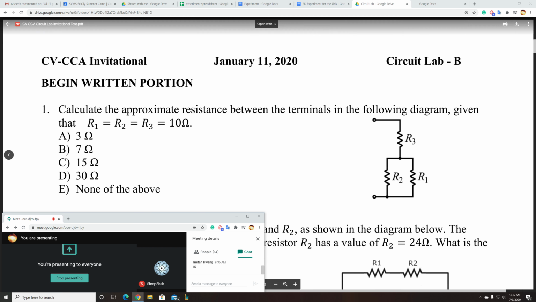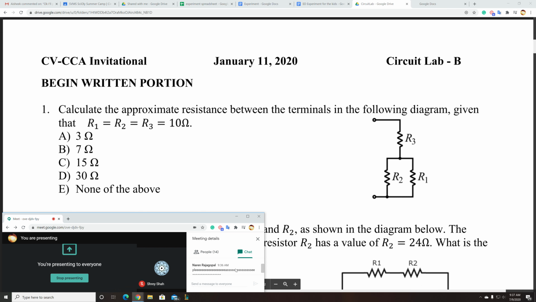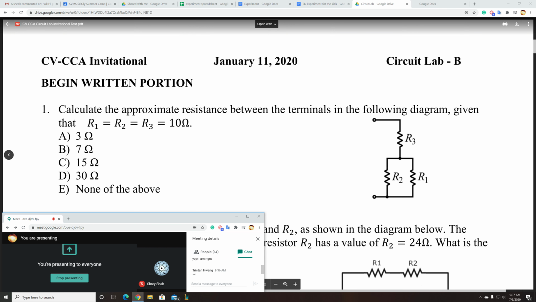Continue. I know you guys should be able to solve this. Continue. I want most people's answers before I tell the answer, because I don't want you guys to fall behind.